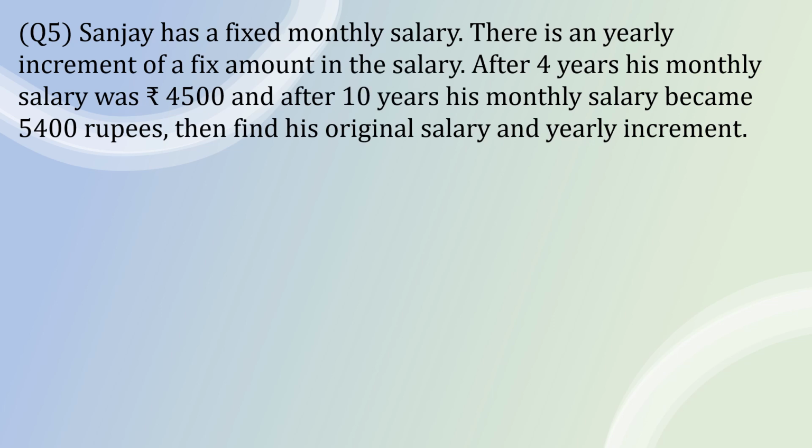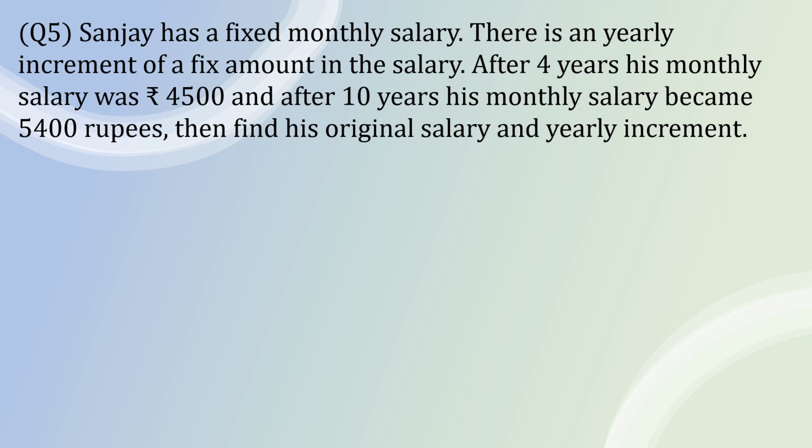What is given? Question number 5. Sanjay has a fixed monthly salary. There is a yearly increment of a fixed amount in the salary. After 4 years, his monthly salary was rupees 4,500, and after 10 years, his monthly salary became 5,400 rupees. Then find his original salary and yearly increment.